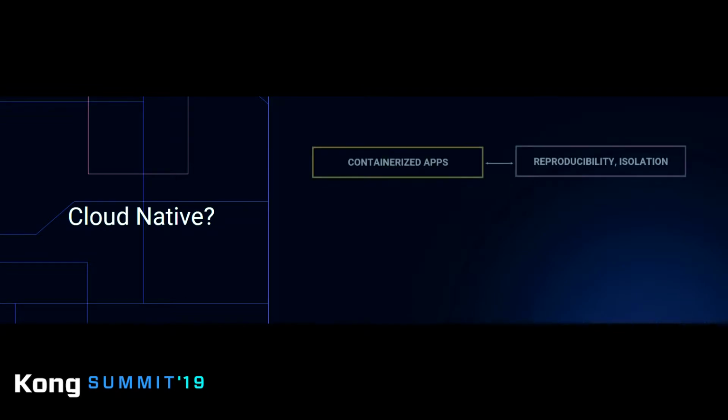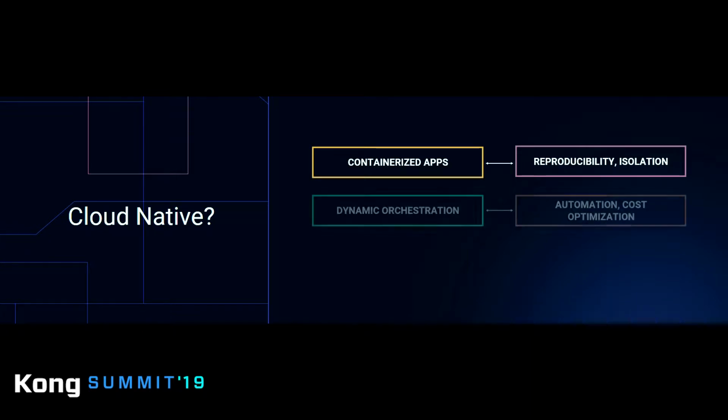We heard Chris from yesterday. Cloud native means primarily three things. First, containerize your applications. This gives you the necessary isolation and transparency. Second, you want to dynamically orchestrate your applications. This gives you the necessary resource and cost optimizations necessary to your business.